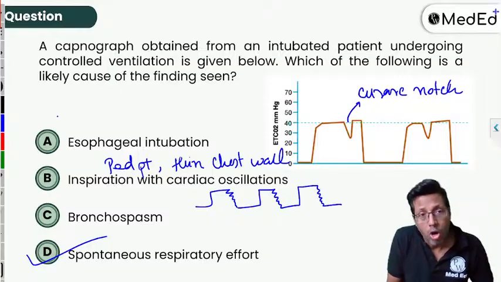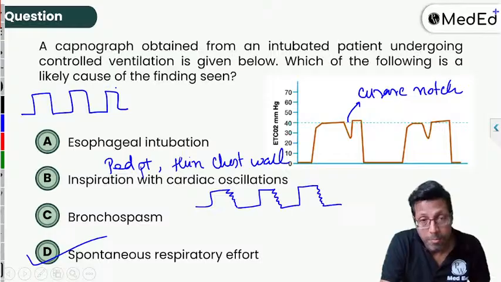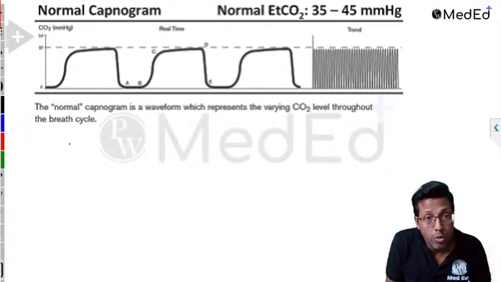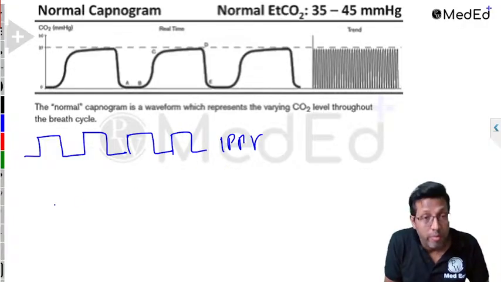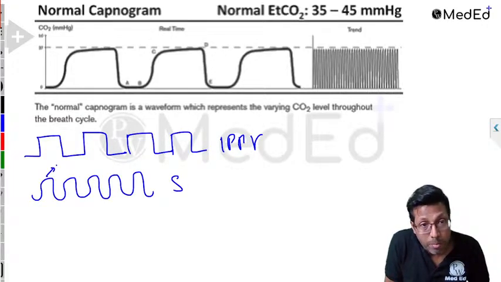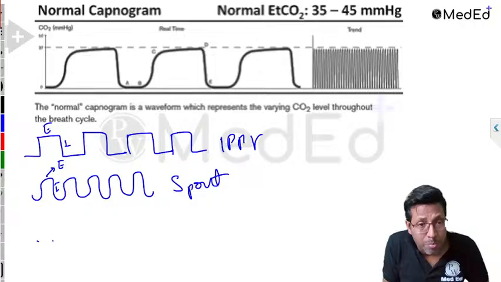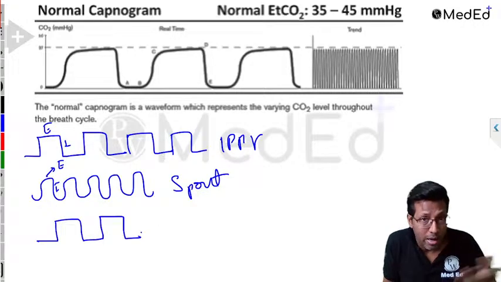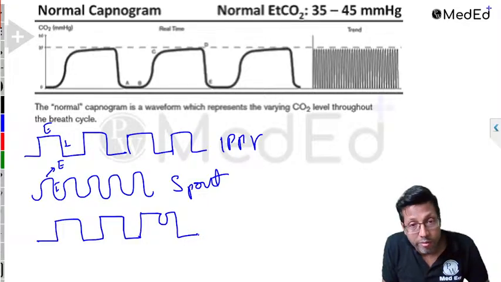What is curare notch? A normal IPPV is going to be like this. This is a normal IPPV, okay? And this is what you can see over here. IPPV means positive pressure ventilation or controlled ventilation. But when someone is breathing spontaneously, it is like this. Whenever the graph goes up, that is expiration, graph goes down, inspiration. Same thing here, expiration, inspiration, but this is what is seen in spontaneous breathing. So if I'm giving IPPV to a patient and in between he tries to breathe, this is where you get the graph which you just saw.